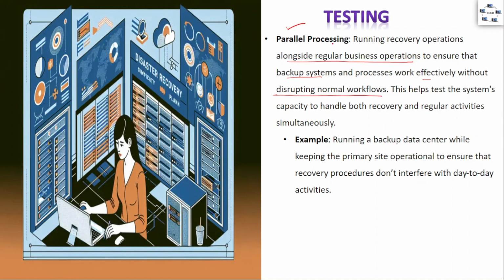So in parallel testing, your production side is also running, but you also simulate the recovery side and run some services from the recovery side, so that your actual services are not disrupted while you also test the recovery side. Examples include running a backup data center while keeping the primary site operational to ensure that recovery procedures do not interfere with day-to-day activities.